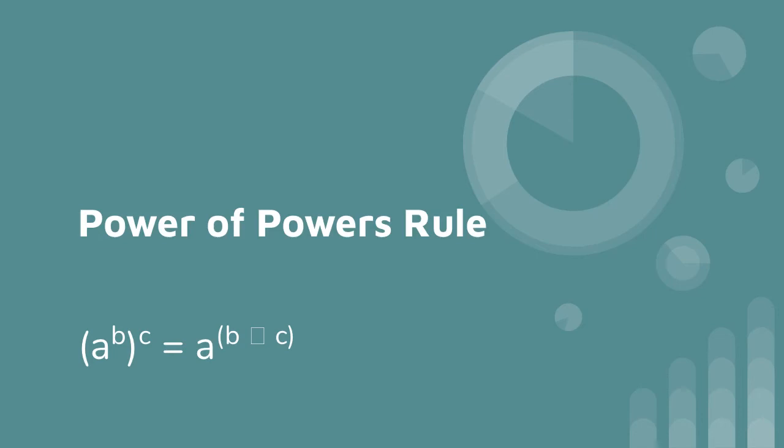Today we are working on the power of powers rule. That one says that if I have a base raised to an exponent and the whole thing raised to another exponent, I keep the base and I'm going to multiply my exponents together.